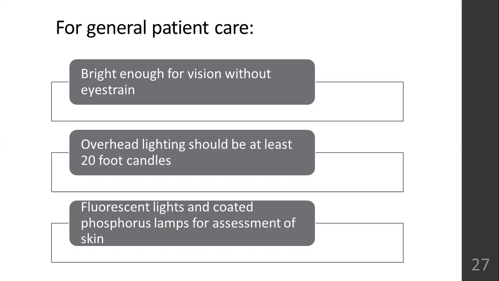For general procedures, if you're doing general procedures in the ICU, it should be bright enough for the people who are doing the procedure so that there is no eye strain. Enough light should be there so that nurses and doctors don't have to strain their eyes. Overhead lighting should be at least 20-foot candles at night. Fluorescent lights, that is the tube light, and coated phosphorus lamp, that is tube light, is used for assessment of skin and all.